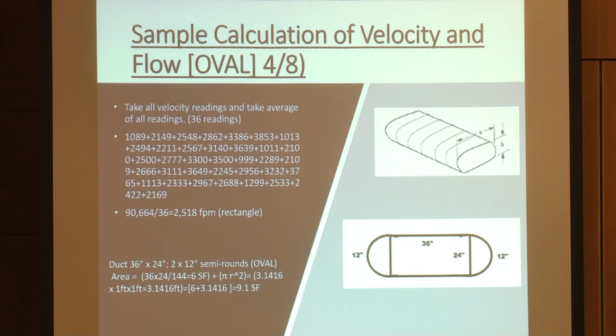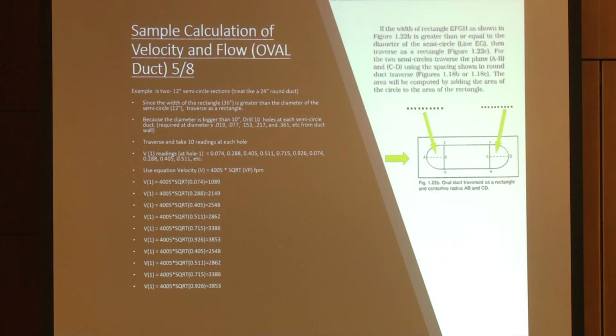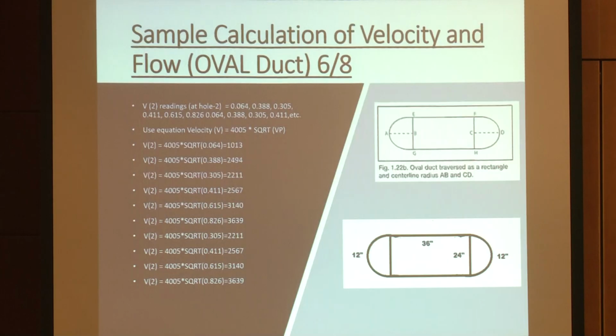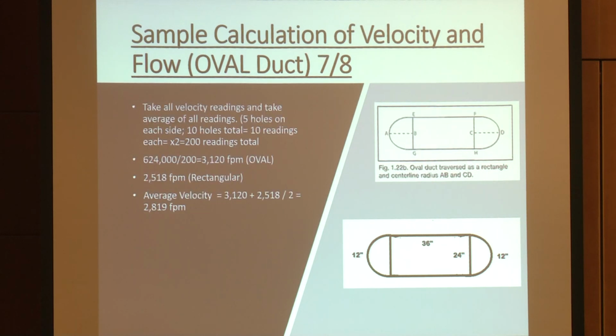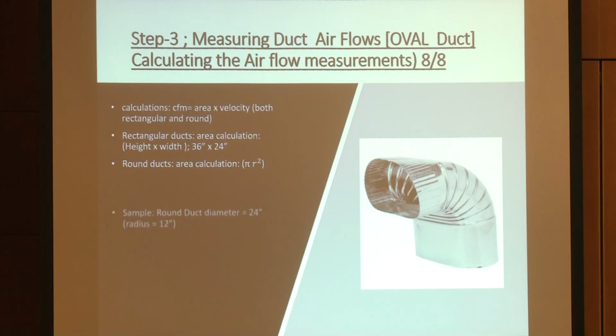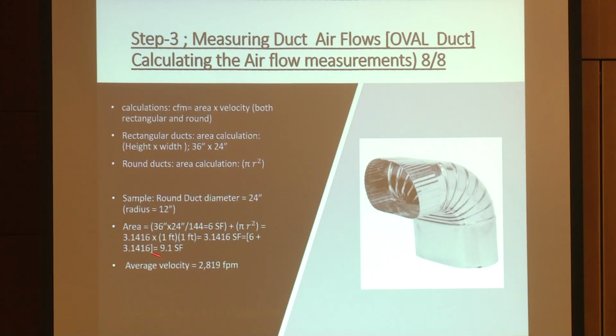And then you simply take all those readings, average them like you did before, come back in, do the two semicircles, right? Just like you're doing a rectangle, you have to take those measurements again, just like you did before. Take the other ones on the other side, take them all. Now you've come up with your average velocity and everything like that, and then you simply take those calculations, your area, your velocity, do the math, and you come up with a CFM. And that's the elongated oval.